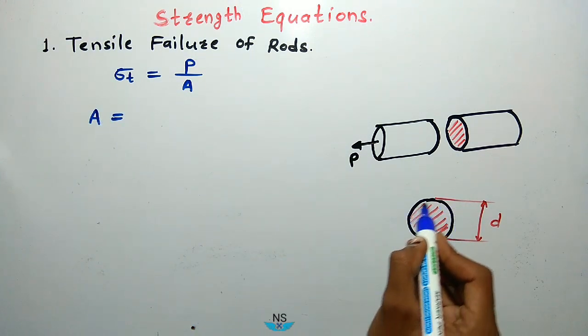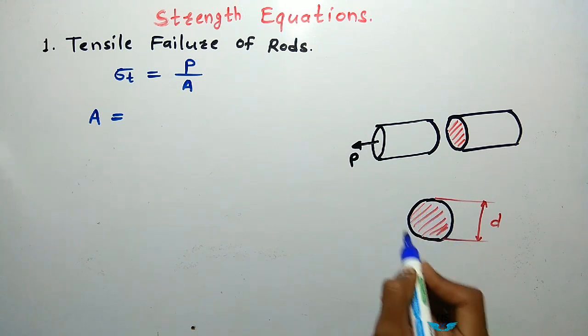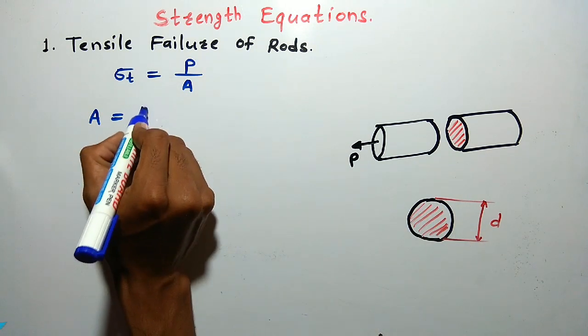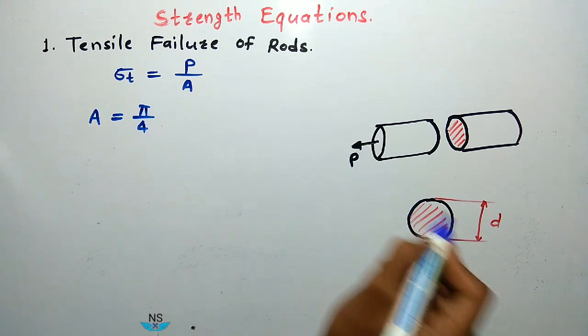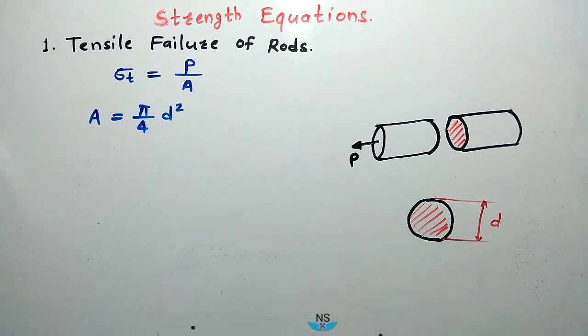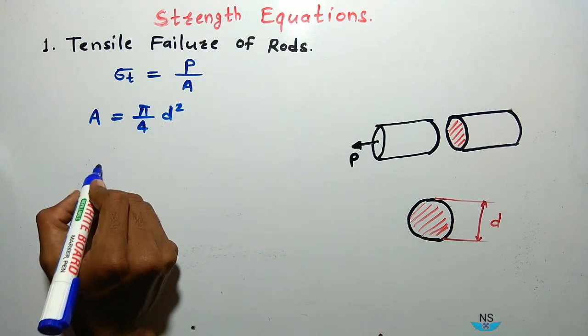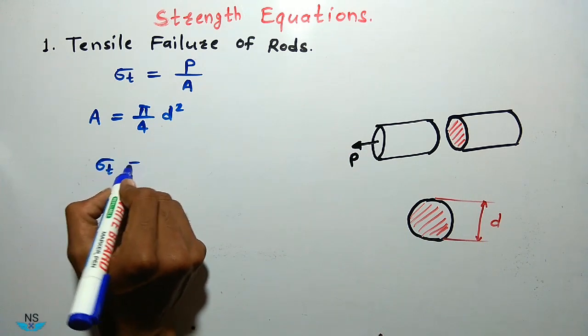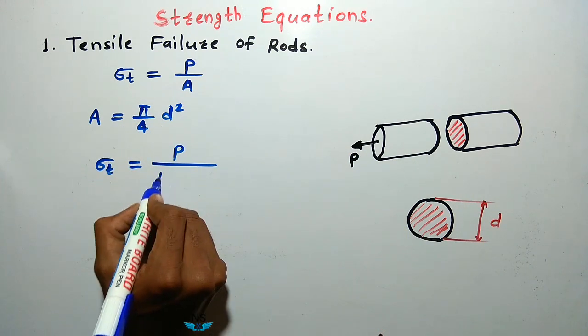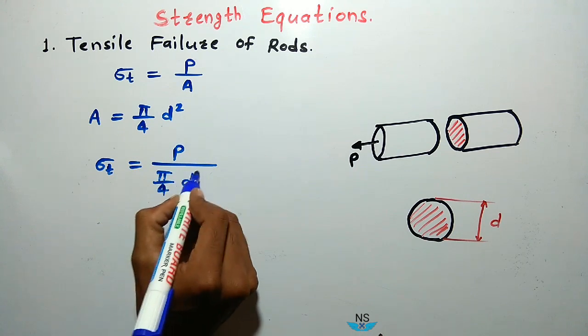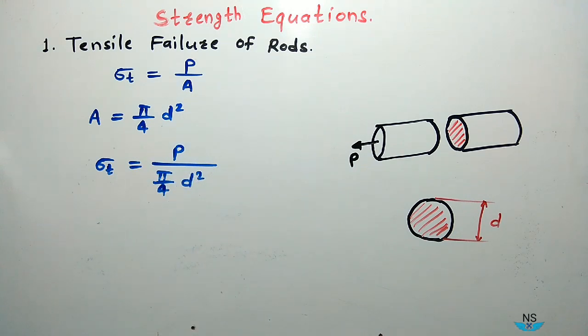So area of failure means the area of this circle. What is the area of this circle? Pi by 4 and diameter is d square. Pi by 4 d square. So equation of sigma t becomes P divided by pi by 4 d square.